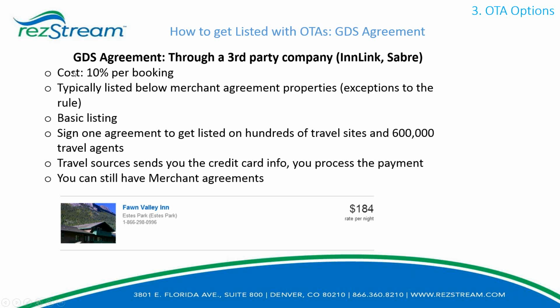Now, the next thing that you should notice here is the cost. Instead of paying 15 to 20% for every booking that you get through a travel website, you're now going to be paying 10%. So whether it's a travel website or travel agent, you are paying 10% of the total reservation revenue. If it's $100, you're going to pay 10% or $10, and you will pay that directly to the travel website.